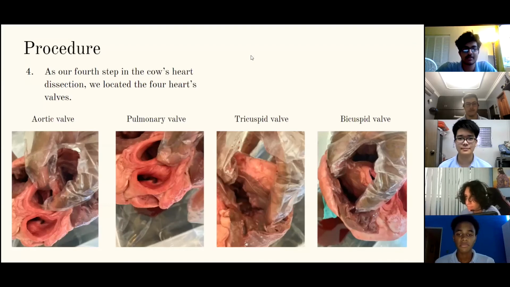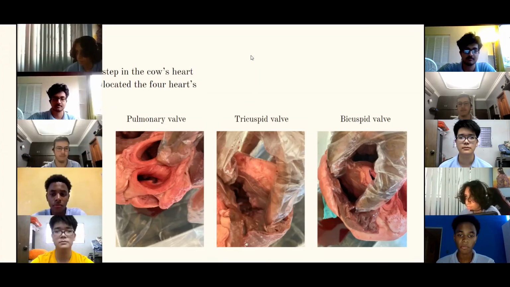As our fourth step in the cow's heart dissection, we located the four heart's valves. The aortic valve, which is located between the left ventricle and the aorta. The pulmonary valve, which is located between the right ventricle and the pulmonary artery. The tricuspid valve, which is located between the right atrium and the right ventricle. And the bicuspid valve, which is located between the left atrium and the left ventricle.